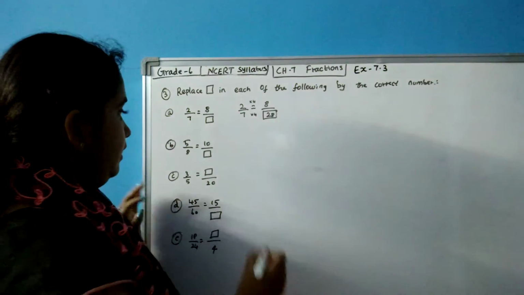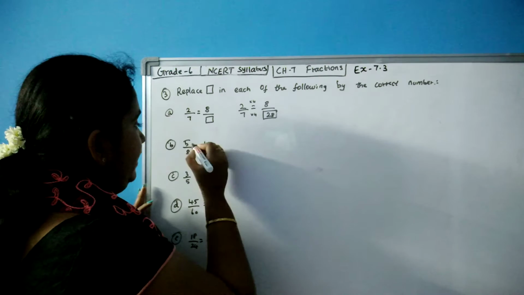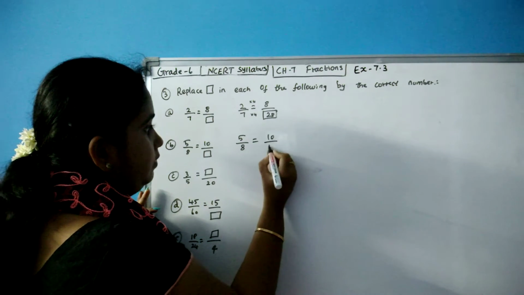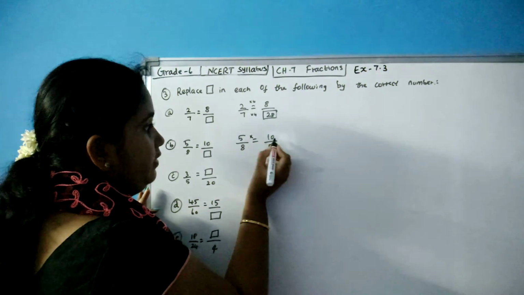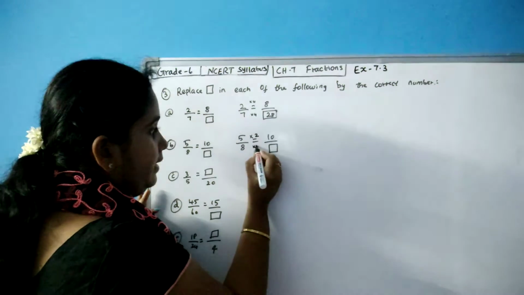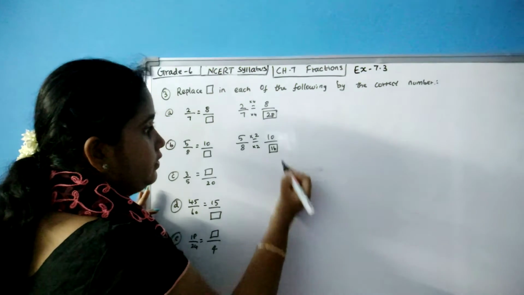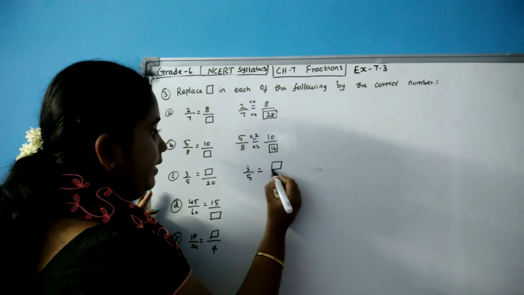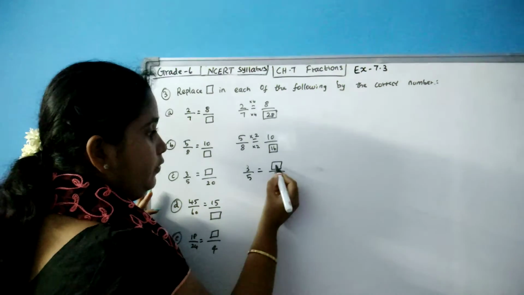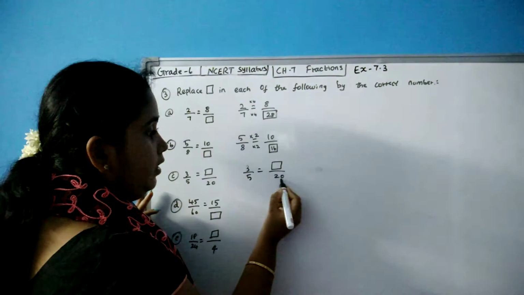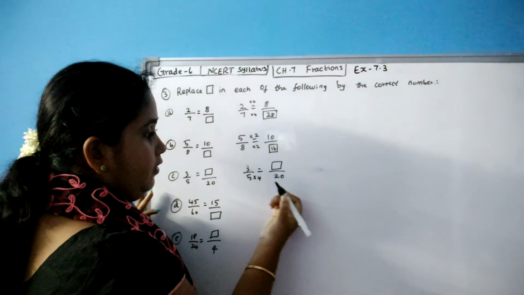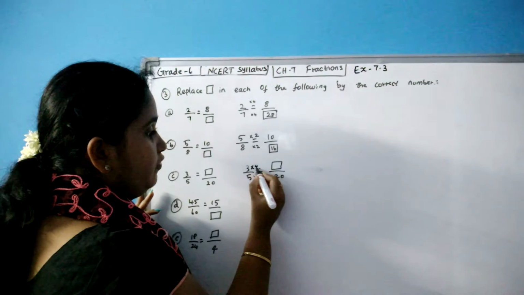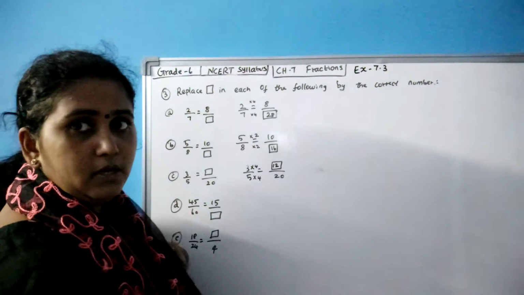Hope you understand. Next, 5 by 8 equal to 10 by box. 5 into what gives you 10? 2 gives you 10. So here also multiply by 2. 8 into 2, 16. 16 is your answer. So 3 by 5 equal to box by 20. Now go with the denominator. 5 into what gives you 20? 5 into 4 gives you 20. So 3 into 4 is equal to 12. So 12 is your answer.